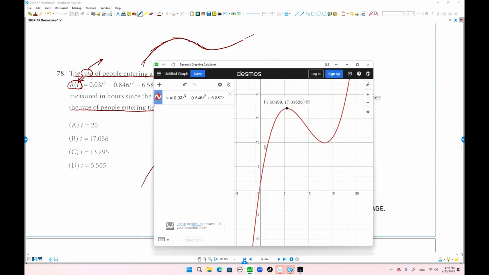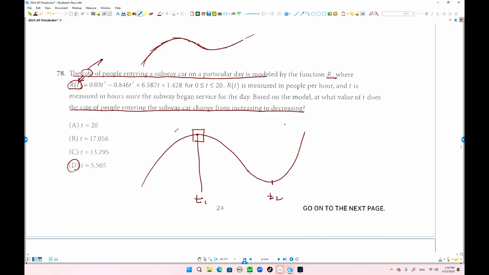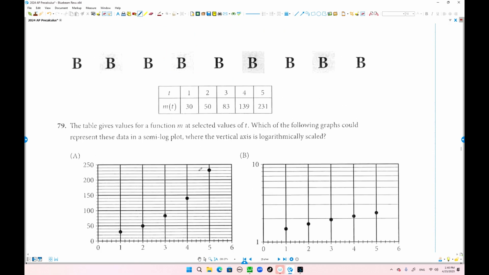Over here, that is increasing and decreasing, right? Not the slope of this line. This is the graph of the rate already. This is height increase. So at this point, the rate is increasing and changes to decreasing. 5.505, okay? Option D is the answer. Here you go.